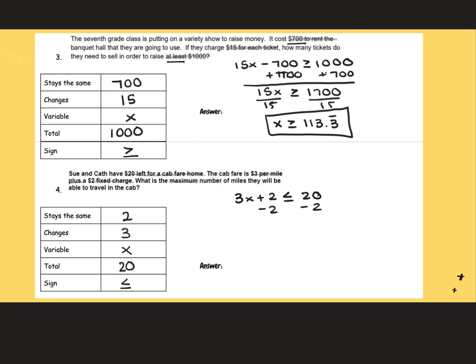We're going to subtract 2 from both sides. We get 3x is less than or equal to 18. Divide both sides by 3, and we get x is less than or equal to 6. All right, so the maximum number of miles that they can ride, that they'll be able to travel in the cab, is 6.